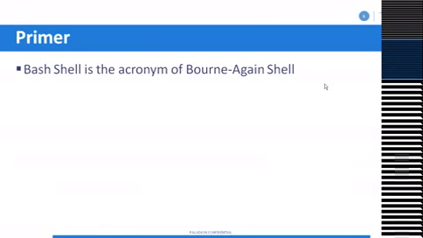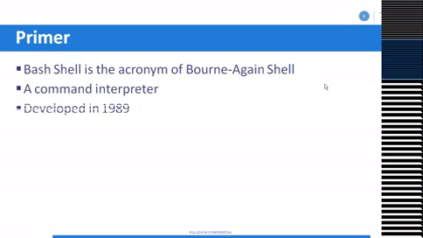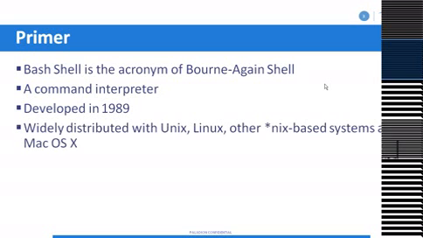So Bash shell is an acronym of Born Again Shell, which is a command interpreter. It takes the user entered value as a command and executes it and shows the result back to the user. It was developed in 1989 and is one of the most widely distributed command interpreters with Unix, Linux, and other Linux-based systems, including Mac OS.